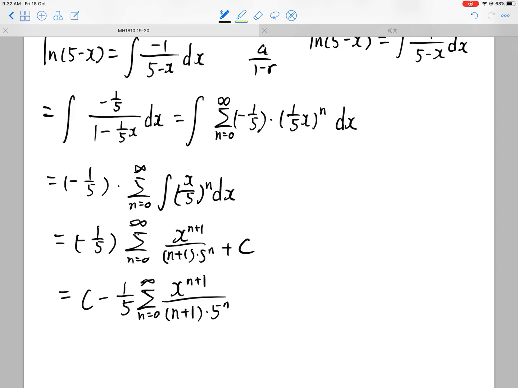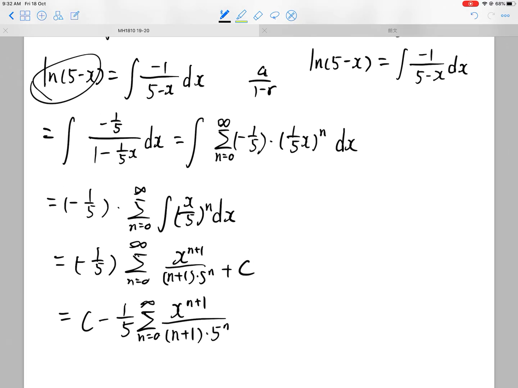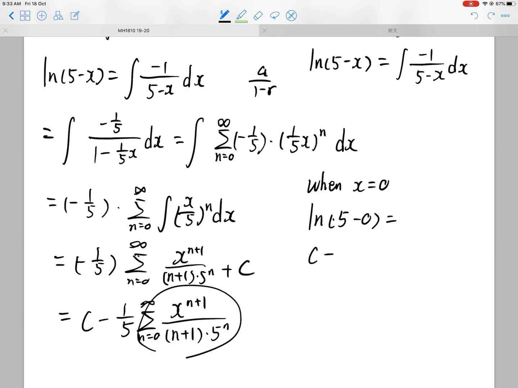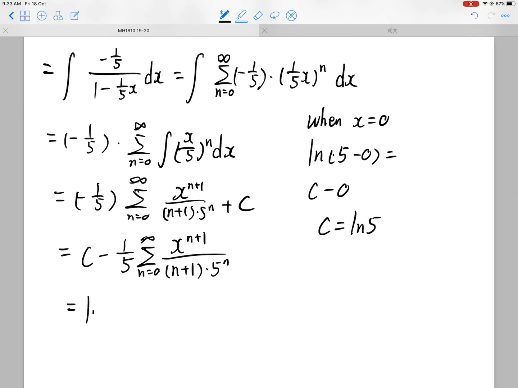Now what is this c? Okay, you know ln(5 minus x) is this part, right? So you can just sub in x is 0. It's ln(5 minus 0) equals c minus, okay, when x is 0, this power series is 0, right? Equals c minus 0. So c is ln 5. That's why here it's ln 5 minus this.